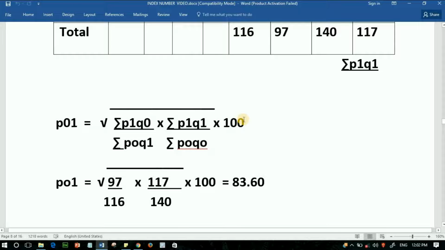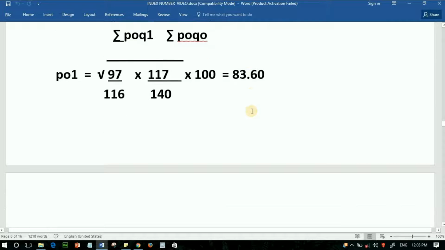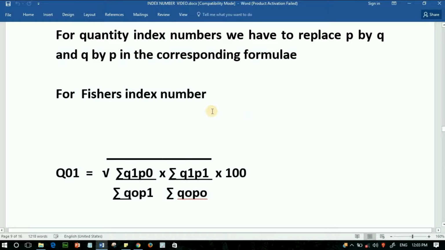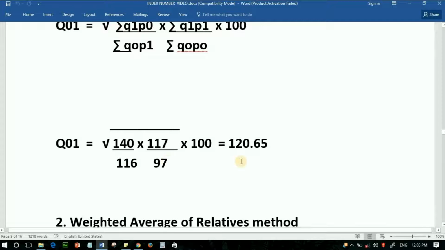Then the question is also asking for the quantity index number. Using Fisher's formula, we have to replace P by Q. So the formula becomes the square root of Q1 instead of P1, P0 instead of Q0, Q0 instead of P0, and P1 instead of Q1. Here also we are interchanging P and Q, multiplying by 100, and simply substituting each value, we get the answer as 122.65.